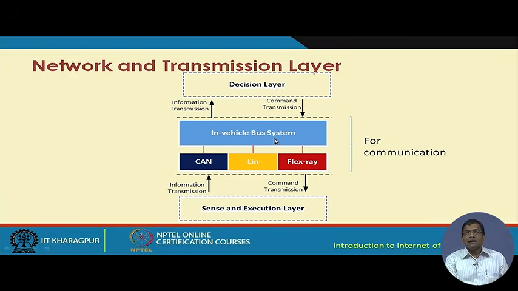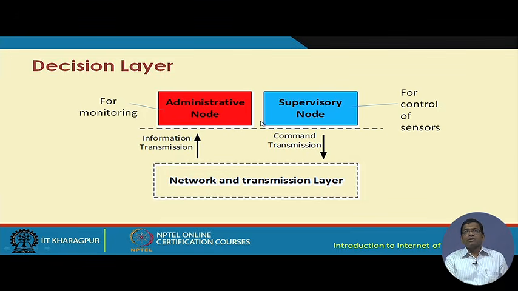Bus means that it is a collection of wires. So, we have the in-vehicle bus system, and there are different proprietary and open source components for communication. All these put together comprise the network and transmission layer, which is used for communication, and that sits in between the sense and execution layer and the decision layer that we talk about now.